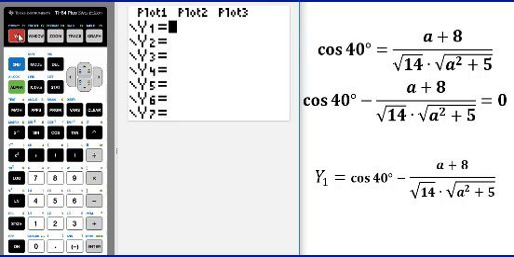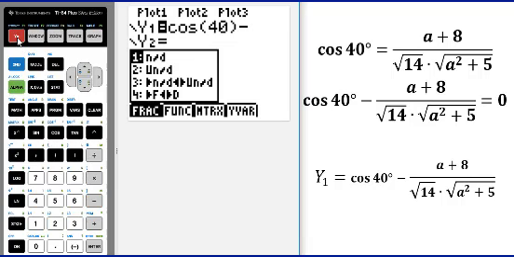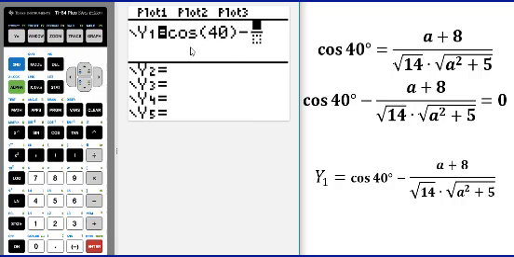Now go to y1. We put the cosine 40. Make sure this parenthesis is closed, then minus. We do alpha, y equals, put the enter, this division line. For any equation, all the variables you need to change into x. X plus 8.